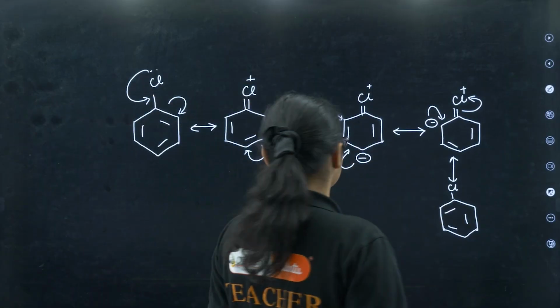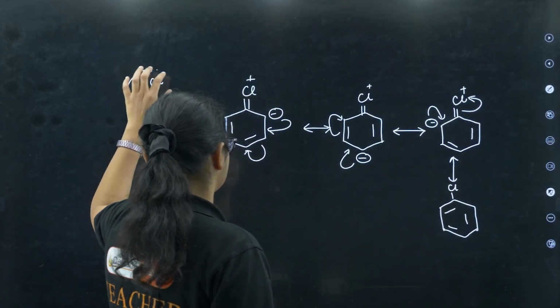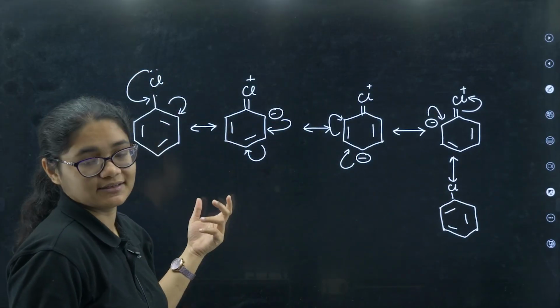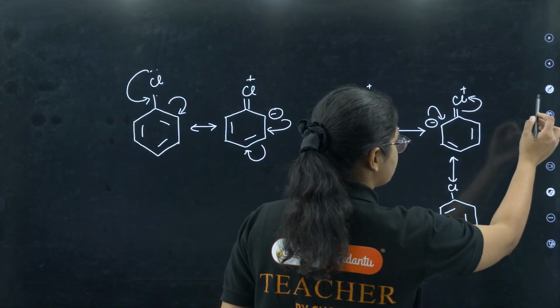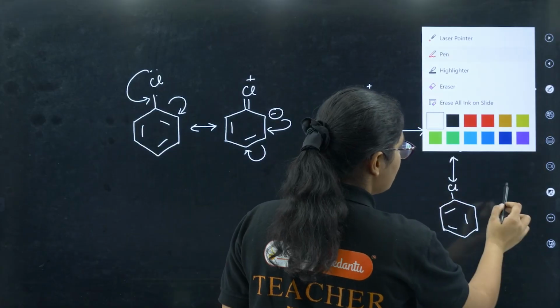So that is why, even though it is plus minus I effect, but due to plus R effect, the charge density is higher at ortho para position. So that is why it is ortho para directing.